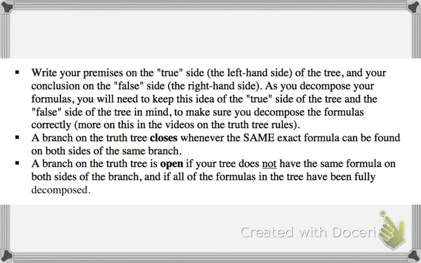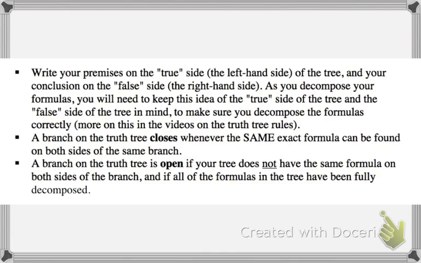To sum things up, the important things to keep in mind with truth trees are: write your premises on the true side, the left-hand side of the tree, and your conclusion on the false side, the right-hand side. As you decompose your formulas, you will need to keep this idea of the true side and the false side of the tree in mind to make sure you decompose the formulas correctly. More on this in the videos on the truth tree rules.